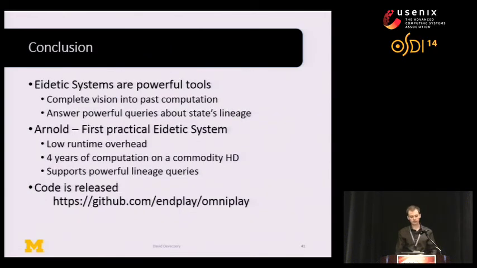So in conclusion, I've shown you how eidetic systems are powerful tools. I've told you about how eidetic systems can give you complete vision into past state and can answer powerful lineage queries about your data. I've told you about Arnold, the first practical eidetic system. Arnold has a very low runtime overhead. It can store 4 years of computation on a commodity hard drive, and it supports the powerful lineage queries that we want from an eidetic system.